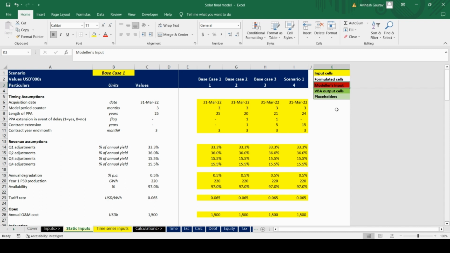Then we have placeholders. What is a placeholder? It is very important, guys. Let us suppose you are building a financial model and you know that your company can generate revenue through four different sources, right? So while calculating revenue, you say revenue from source one, source two, source three, source four. Now your manager or your client wants you to put a placeholder saying that there can be three more revenue sources in the future, so you need to accommodate it in the model.